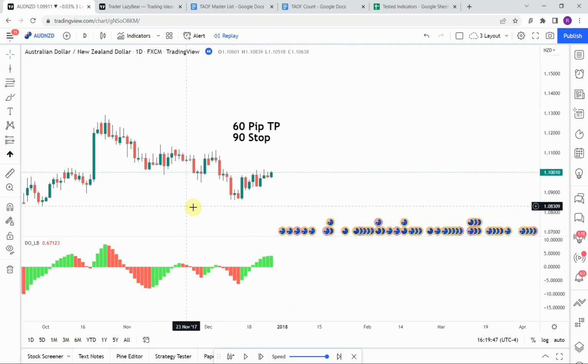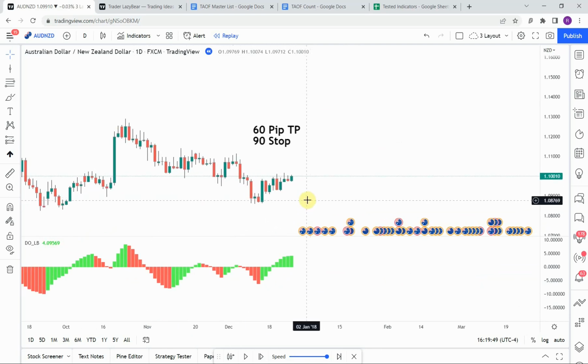So relatively simple, not too hard. Let's go ahead and get on with the testing and see what we can get.